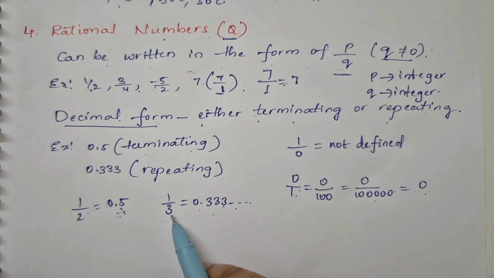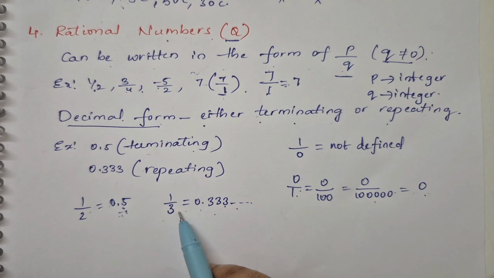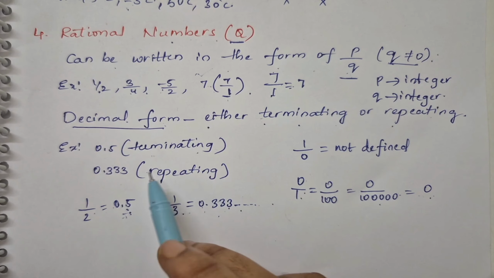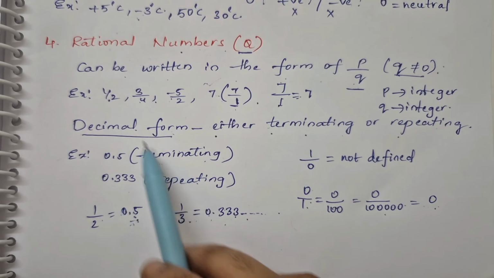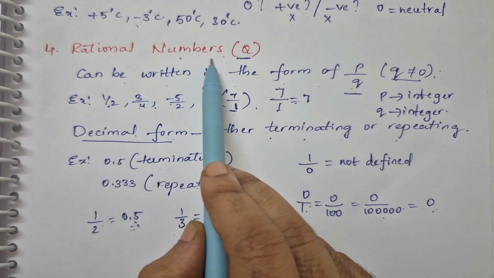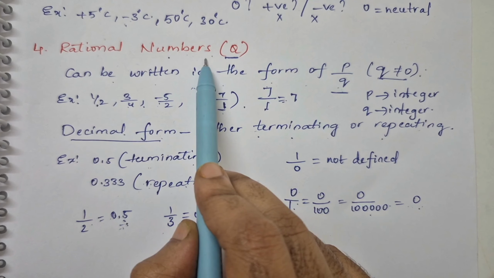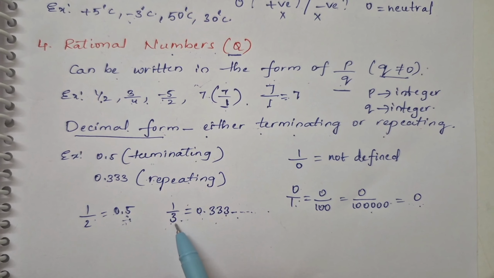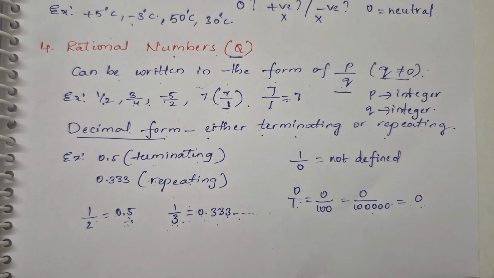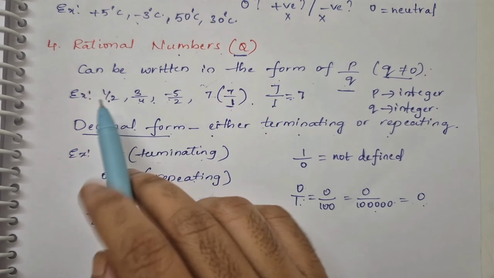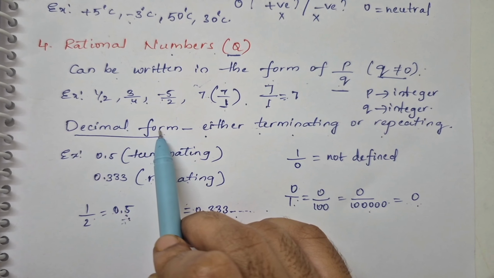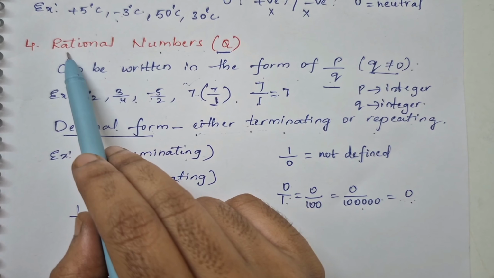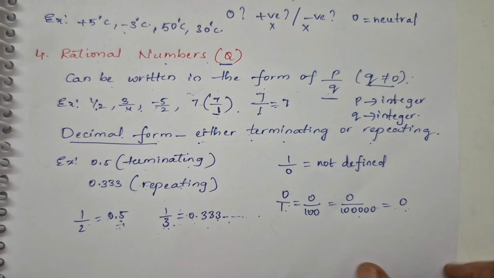For example, I am taking 1 by 3. What is the value of 1 by 3? 0.333, like that the digit is repeating again and again. So these repeating decimals also we call as rational numbers. So we can write this repeating decimal in p by q form, that is nothing but 1 by 3. 1 by 3 is equal to 0.333 and so on in decimal form. So decimal forms that are either terminating or repeating, we call those decimal forms as rational numbers.